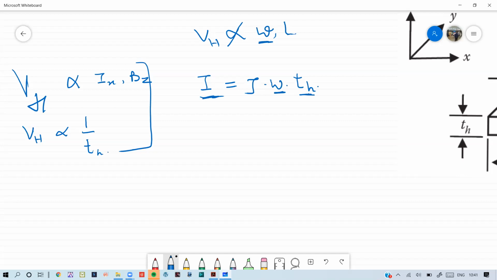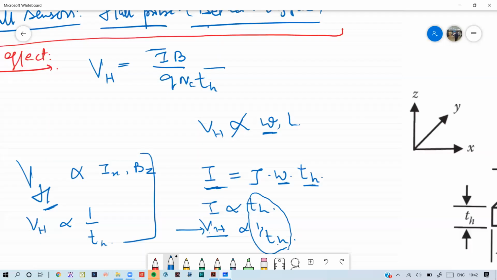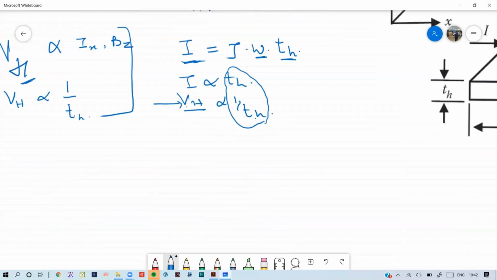I is directly proportional to TH, but VH is inversely proportional to TH. So what it means is that you have to make a proper choice of the thickness of the sample to get the maximum Hall voltage. When you increase TH, your Hall voltage will decrease, but the Hall voltage is directly proportional to the current. So there is a trade-off, and you have to maintain a balance between thickness and current.